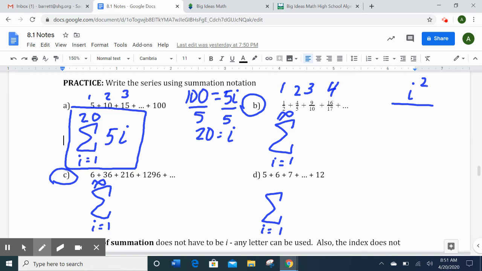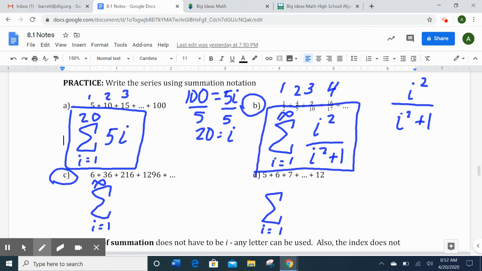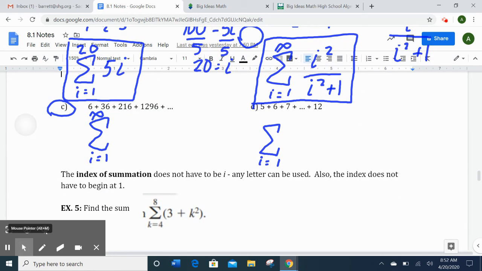The second term, 2 squared. The third term, 3 squared. Works. And then the denominator is just 1 more than that. So I squared plus 1. So the summation from 1 to infinity of I squared over I squared plus 1, which it could just be that they add up to be infinity, but they don't always, especially with fractions like that. But again, we're not in calculus.